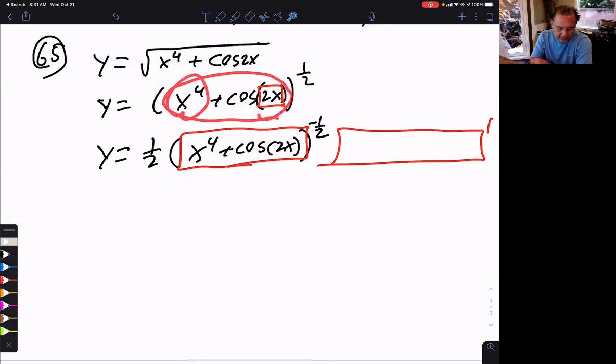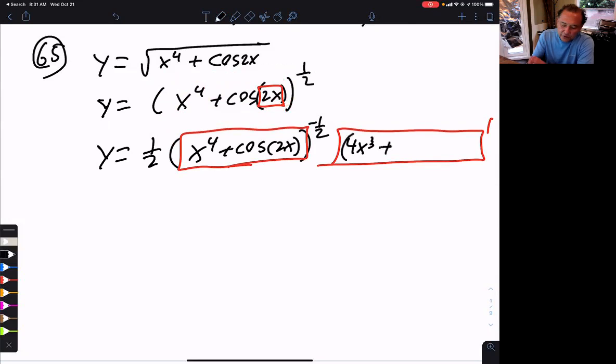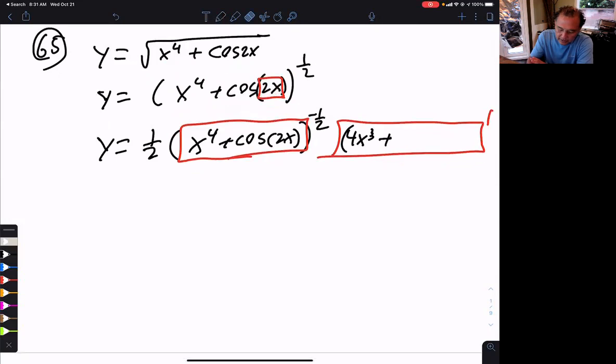Well, x to the 4th, that's just the power rule, 4x cubed. But the derivative of cosine of box is minus sine of box, right? So you get rid of this plus, it's going to be minus the sine of box. So again, what's the derivative of cosine of box? Minus sine of box times the derivative of the box. Well, the derivative of the box is just going to be 2.